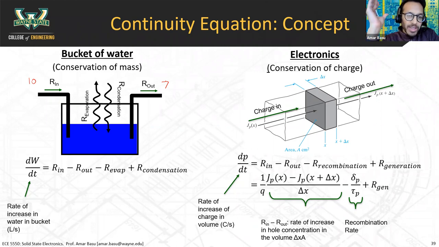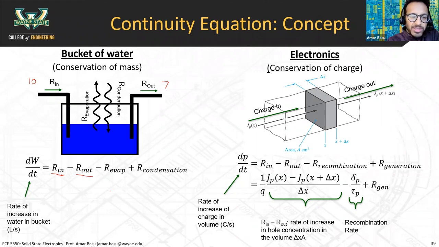As I said, if the rate in is greater than the rate out, then the water level in the bucket is going to increase over time and eventually it's going to overflow. But if we want to be more specific about it and put that in the form of a differential equation, we can say that the rate of increase of water in the bucket is equal to the rate in minus the rate out.